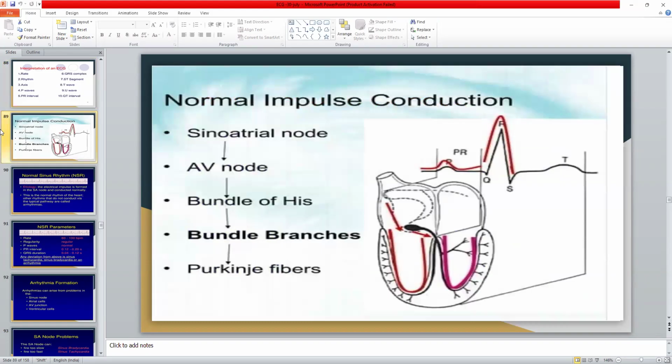This is the normal conduction system of the heart. Cardiac impulses are generated by the natural pacemaker of the heart, that is the sinoatrial node. From the sinoatrial node, it goes to the AV node, then to the bundle of His, to the bundle branches, right bundle branch, left bundle branch, and Purkinje fibers.